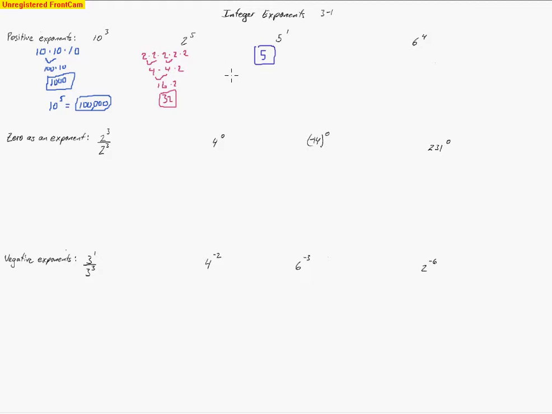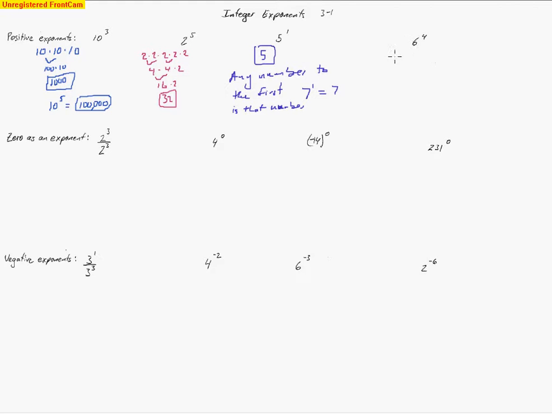So the rule is any number to the first power. So if it was like 7 to the first power equals 7. So that is, any number to the first power is that number. And so whatever we have as the number, it's going to be that number when it's to the first power.